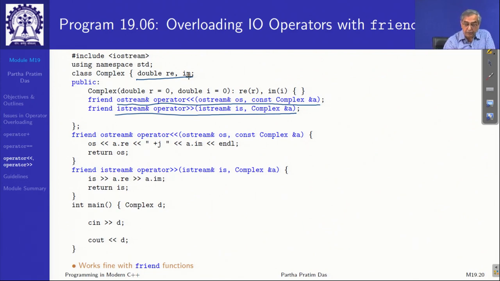And the way you write this operator is very simple. You have got this A. So, as a friend it can access RE and IM. So, you take RE, you take IM, and I am assuming it is a complex number, I am writing it in the form of real component plus j imaginary component. So, I stream that to OS.